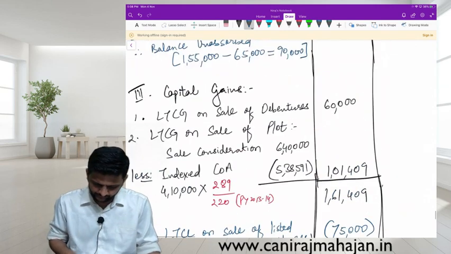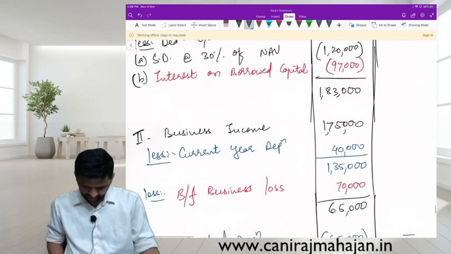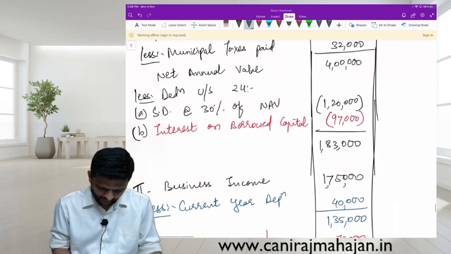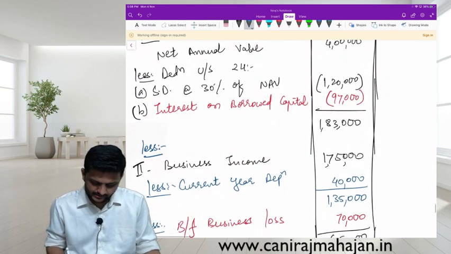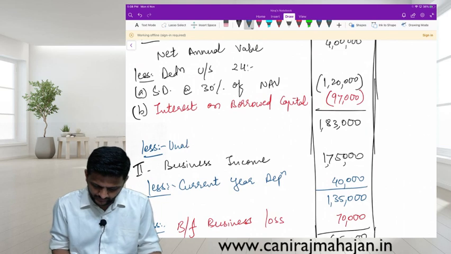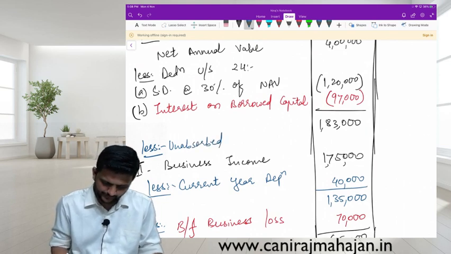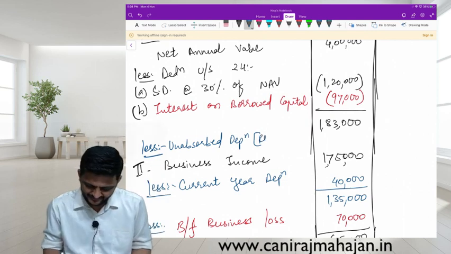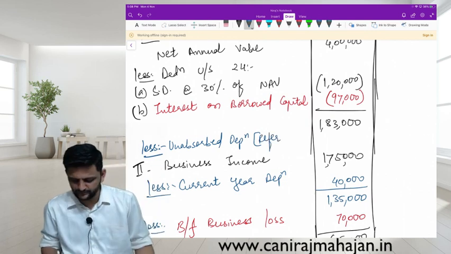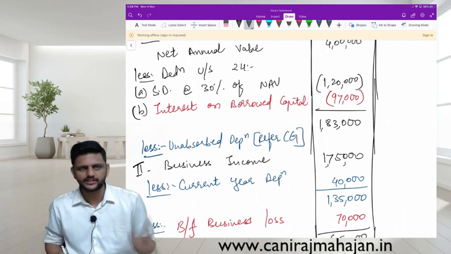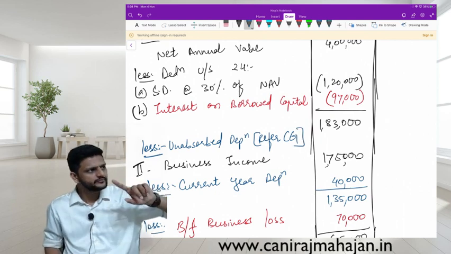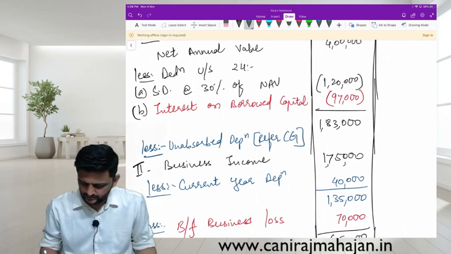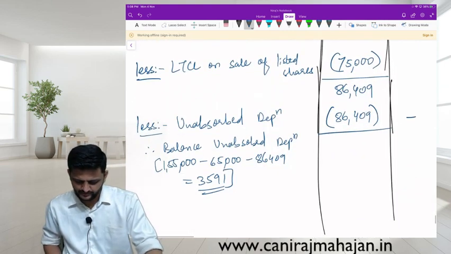Go back to HP. Where is it? Less unabsorbed depreciation. Again over here write down refer. You will again revise, it will be a little bit complicated. Refer CG. Okay, we are coming back actually. Yes or no? Again you will revise this year, this figure is coming here. How much is it? Balance 3,591.